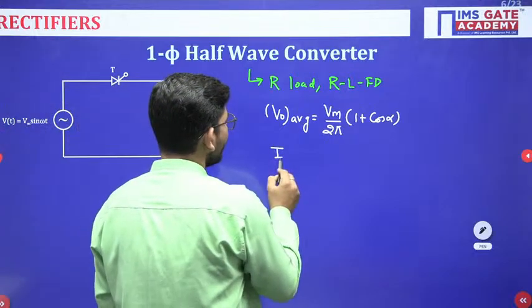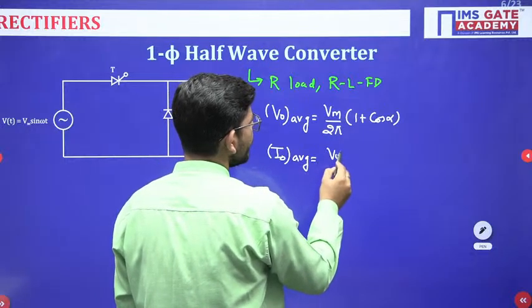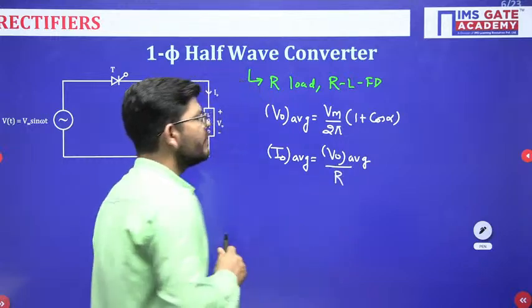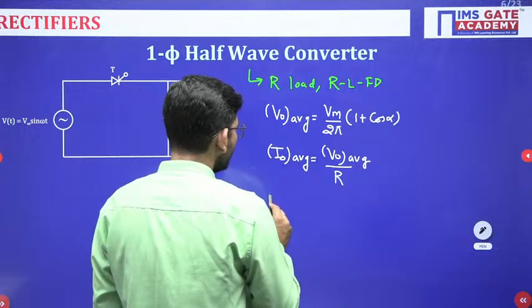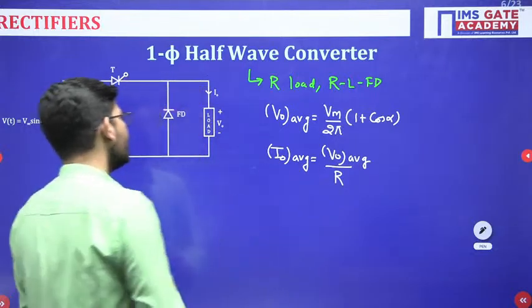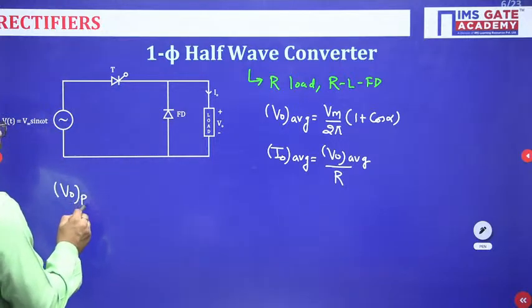Then if you have to calculate I naught average, you can calculate it simply by V naught average divided by R, because the average voltage across the inductor is 0. Then if you have to calculate the RMS value, for the RMS value we have a formula. Okay, so how to calculate the RMS value?